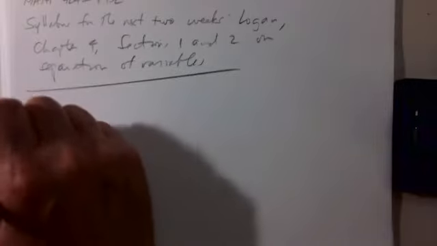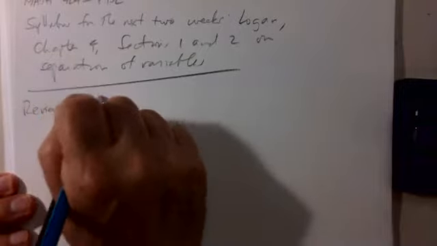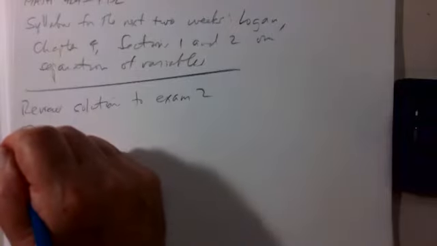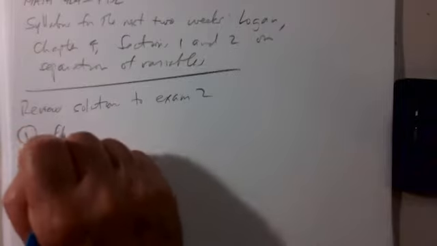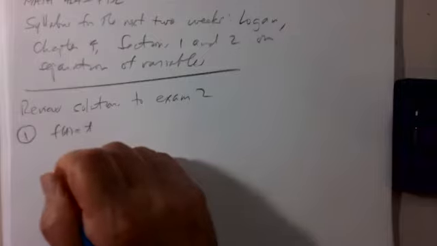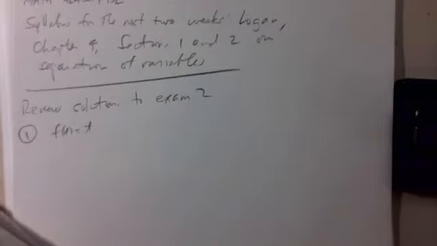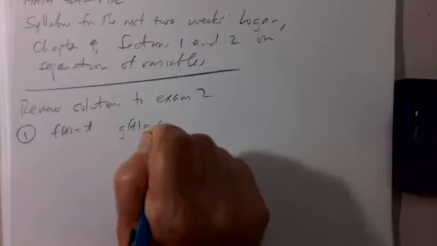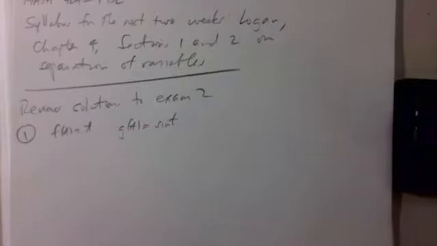But the first thing we're going to do is go over the solutions to the second exam. So problem number 1 was to compute the convolution of 2 functions. F of t is equal to t, and g of t is the sine of t.